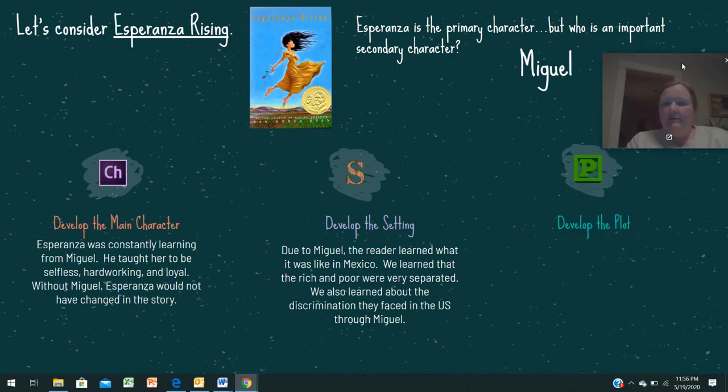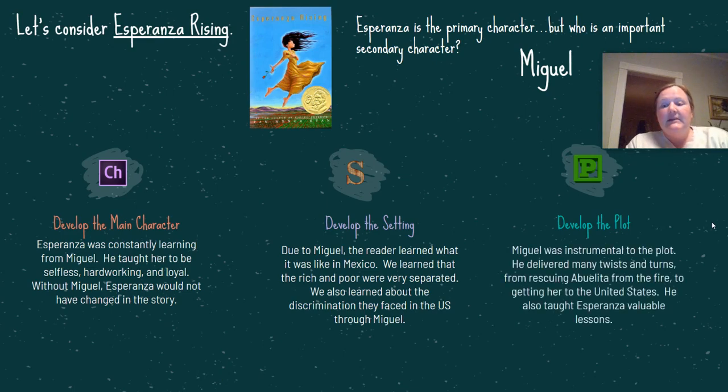Now, how does Miguel help develop the plot? Miguel was instrumental to the plot. That means the plot wouldn't have worked without him. So he delivered many twists and turns from rescuing Abuelita from the fire to getting her to the United States. He also taught Esperanza valuable lessons. Miguel was always there to assist Esperanza at the right time. So he was instrumental to the plot.